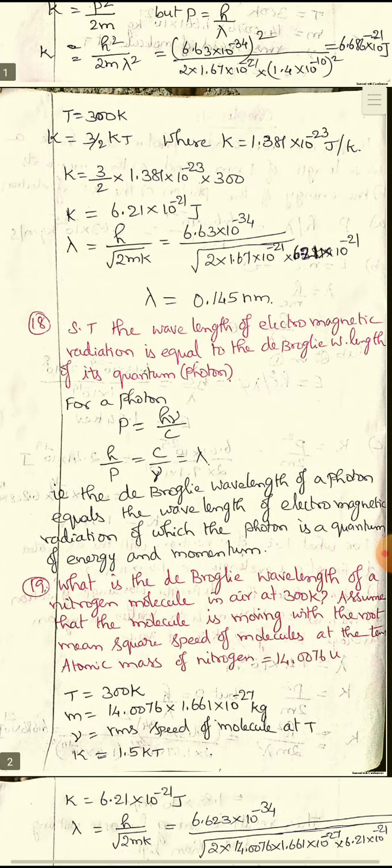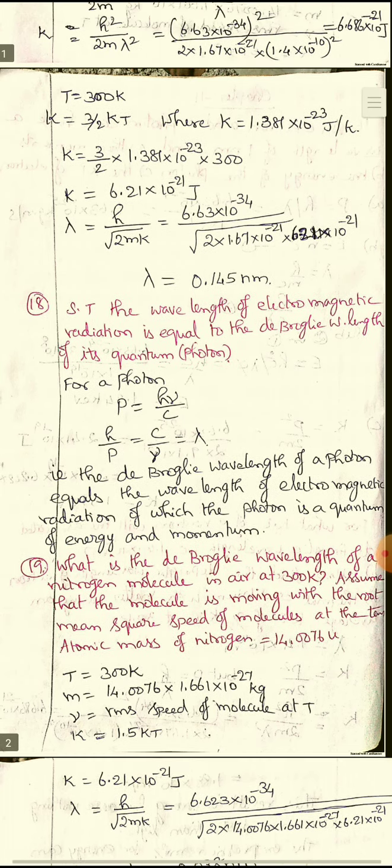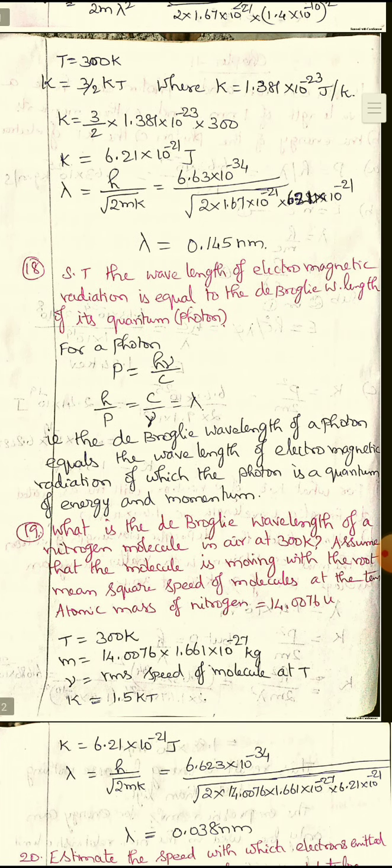T is equal to 300 Kelvin. So the given value is T is equal to 300 Kelvin. So K is equal to 3 by 2 kT, where the k value will be 1.381 into 10 to the power of minus 23 joule per Kelvin. Substituting this value, you will get the answer as K is equal to 6.21 into 10 to the power of minus 21 joules. Again, we have to find the lambda.